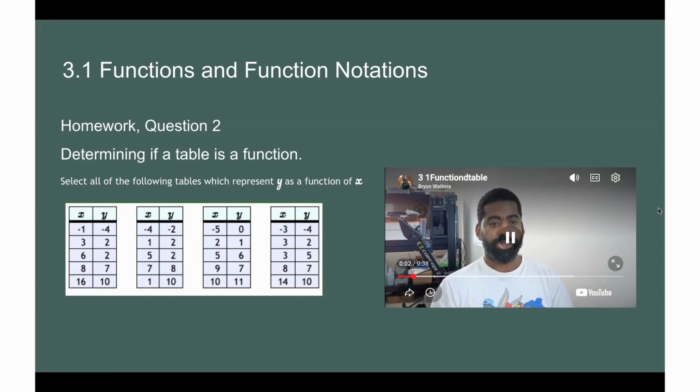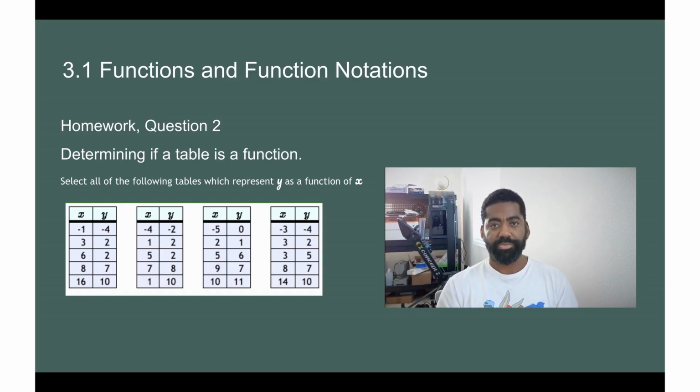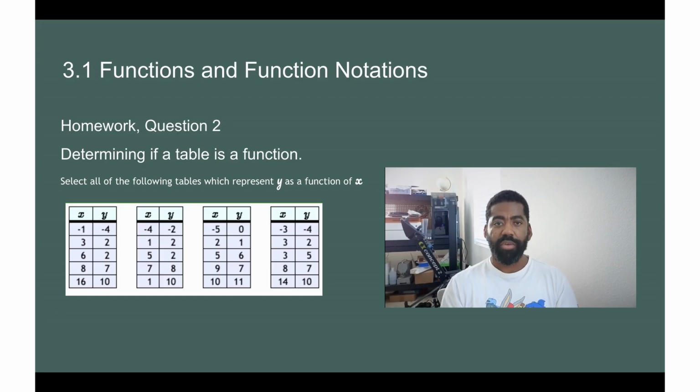All right, so this presentation is on 3.1 functions and function notations. The problem is from homework, question 2. Determining if a table is a function. First, I check the x values. If an x value repeats with a different y value, it is not a function. So table 1 and 3 have no repeated x values, so they are functions. Table 2 and 4 have repeated x values with different outputs. So that's the rule. They are not functions. Thank you.